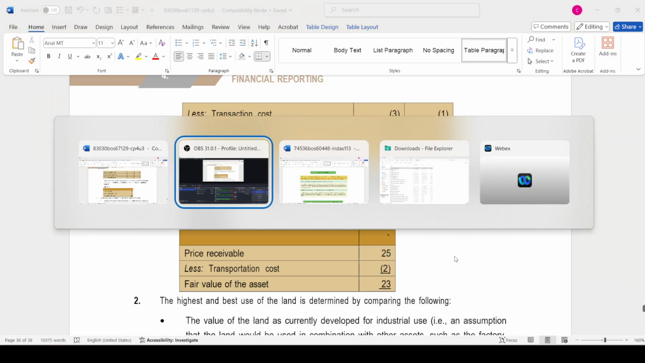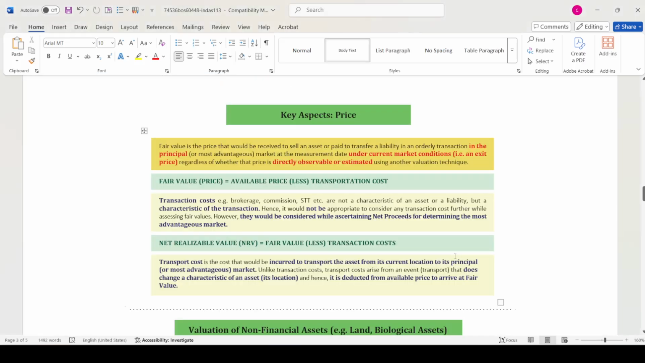Let's quickly revise what we have read till now. We have learned the definition of fair value. Fair value is the price the entity could get to sell an asset or transfer a liability as on the measurement date, that is the balance sheet date, to the other party, that is a buyer.